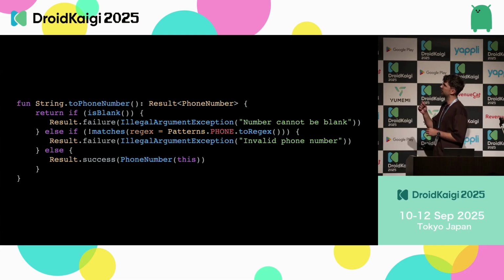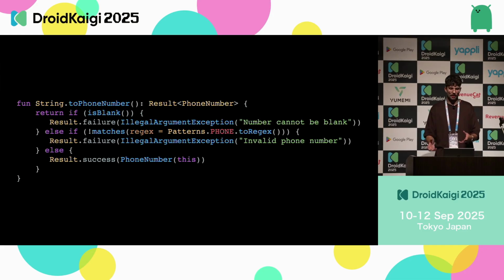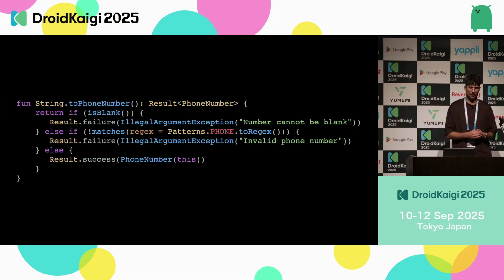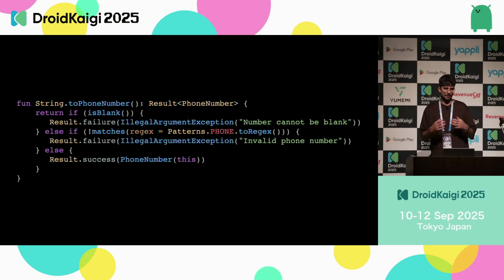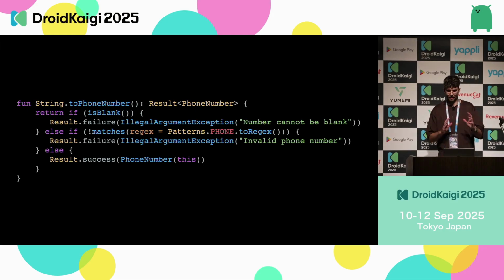So what is good about it is that we do have an indication that something might go south because we are not returning just PhoneNumber. We are actually returning Result of the PhoneNumber. And for all the cases, so for example, we check if the number is blank, then we can return a different exception, and then we can check if it matches the pattern, and we can return a different exception. For the success case, we just return the phone number wrapped into the Result. So it looks okay. We can handle multiple cases. There is information about possibility of some kind of failure.